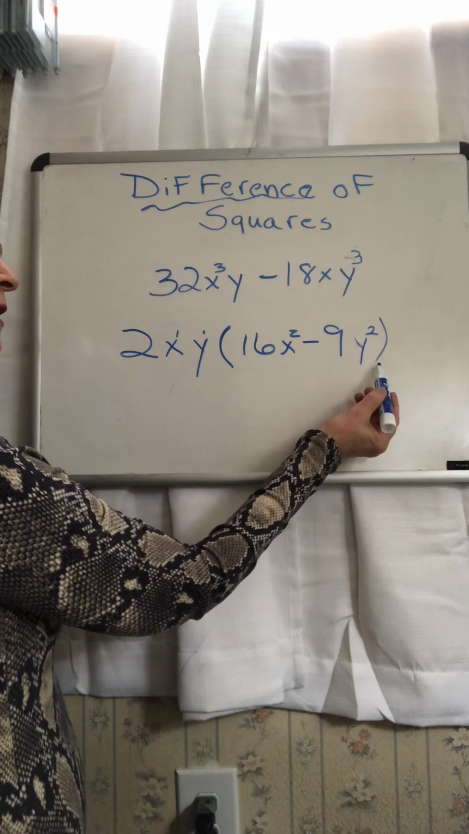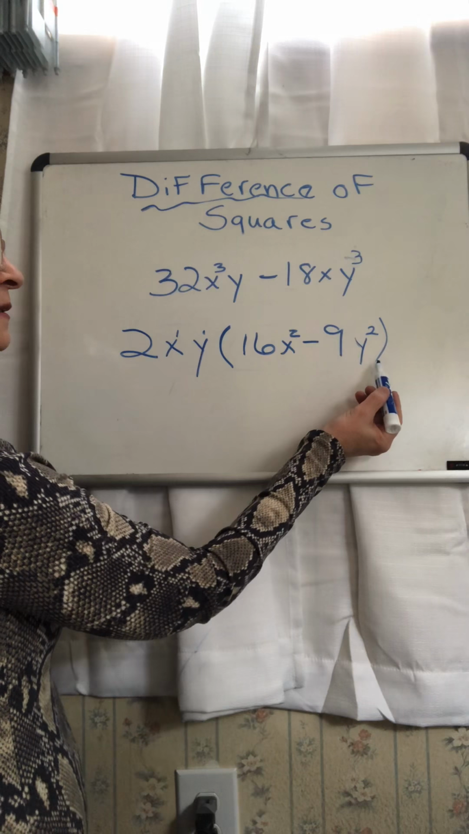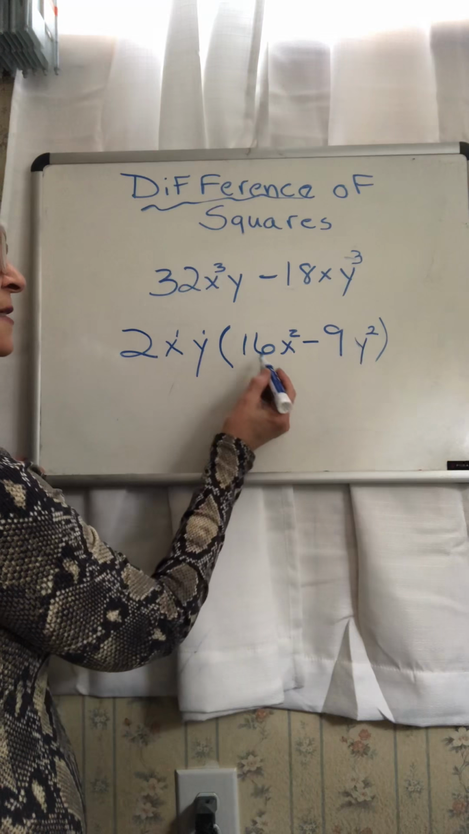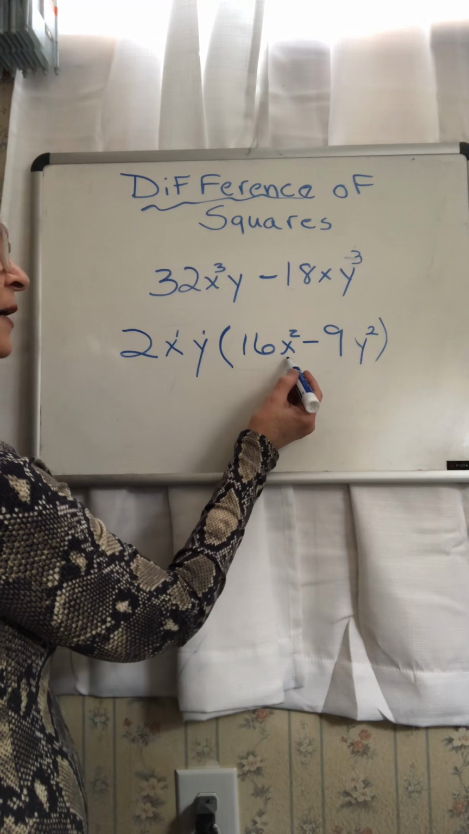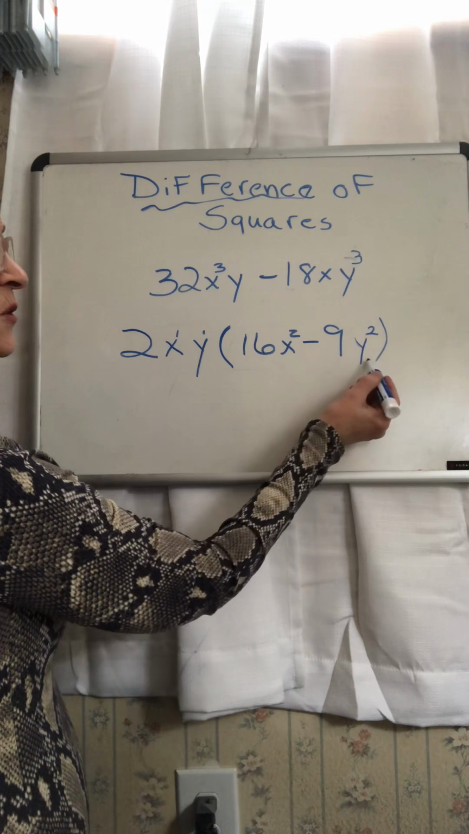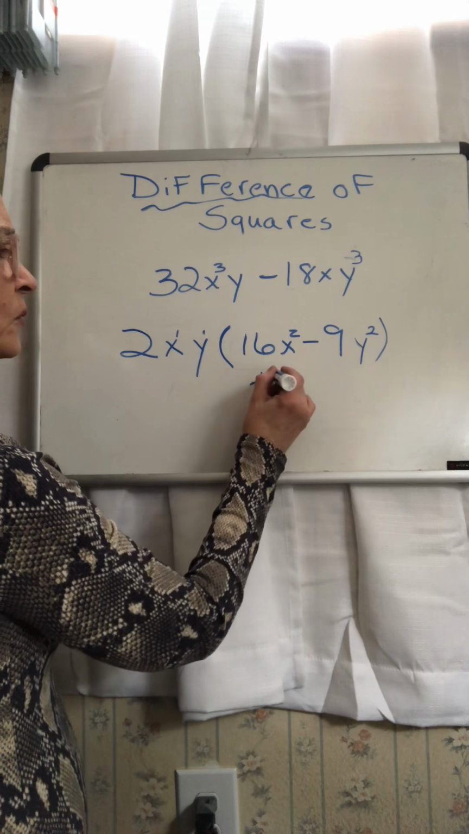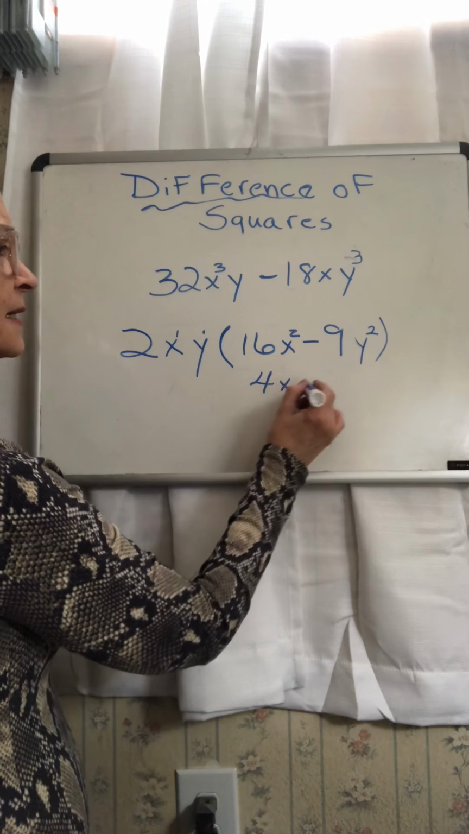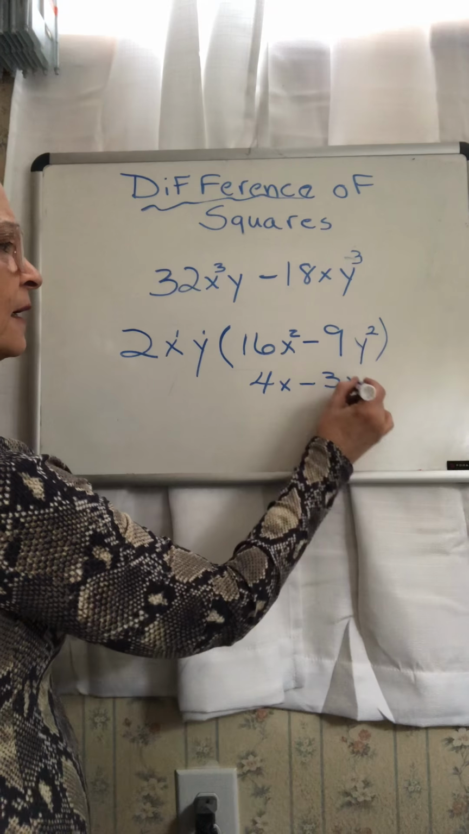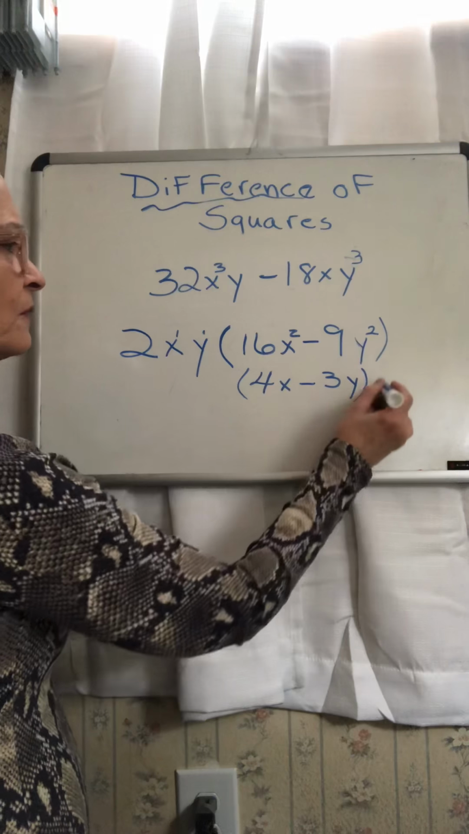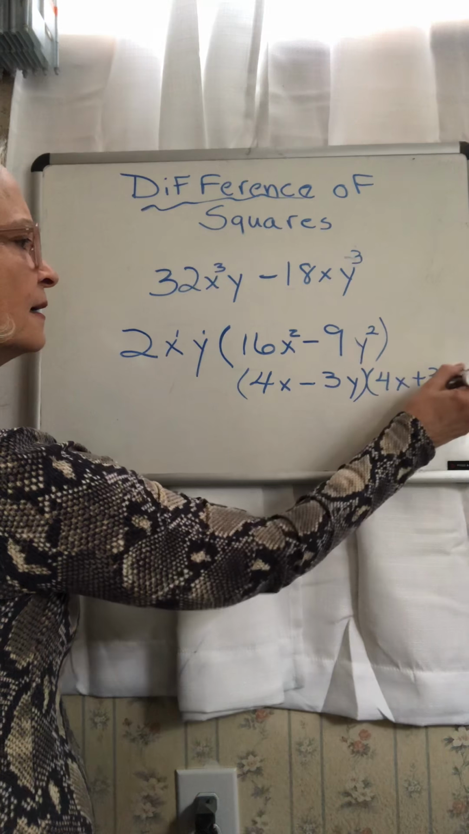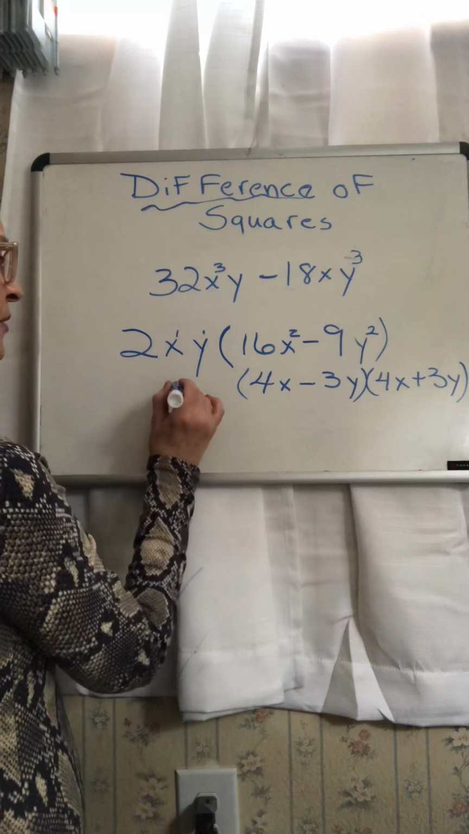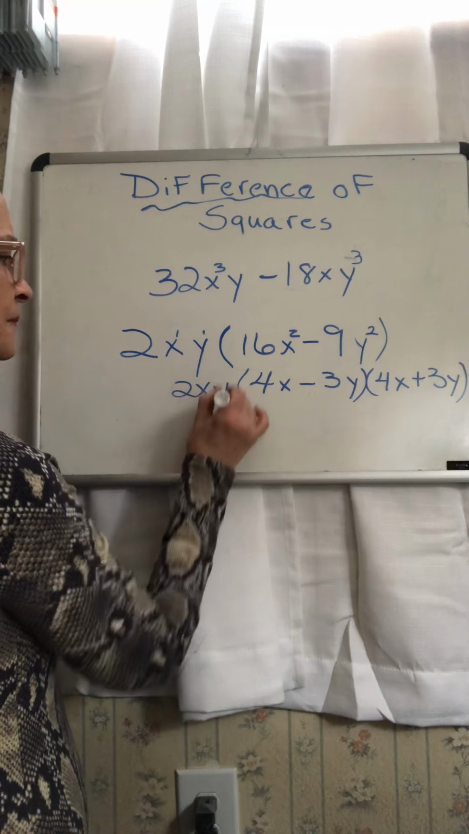Does this look like a difference of squares? It sure does, because 16 is a perfect square, x squared is a perfect square, 9 is a perfect square, and so is y squared. So it would be (4x minus 3y), and then we would write another parenthesis just like it with the plus sign, and then we would bring down our greatest common factor.